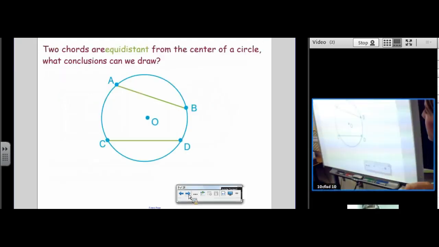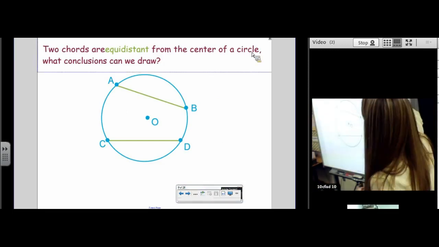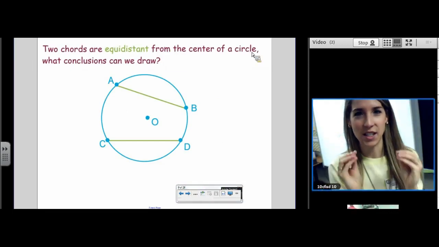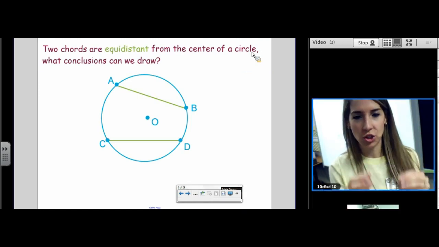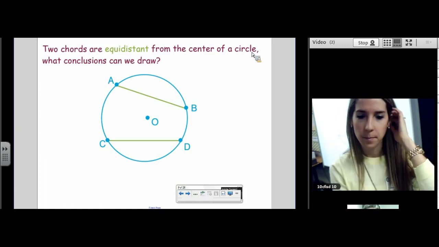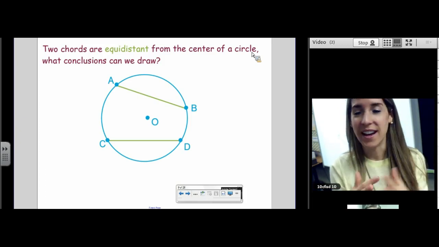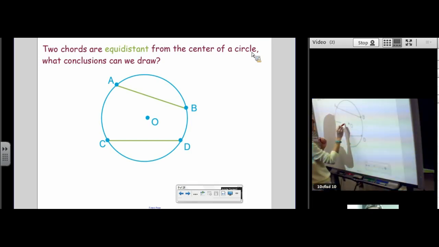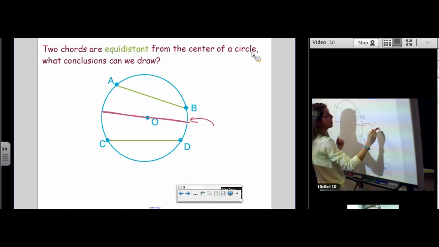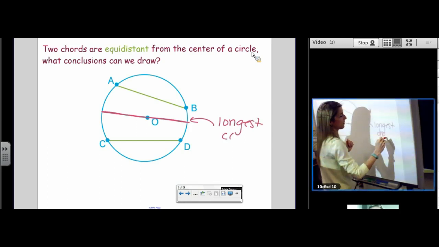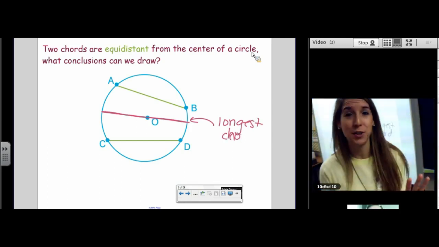Okay, so what else are we going to learn about chords? If I tell you that two chords are the exact same distance from the center, what do you think is true about the length of those two chords? Good. So here's the reasoning or the logic here. If I draw the diameter of a circle, that is the longest chord.